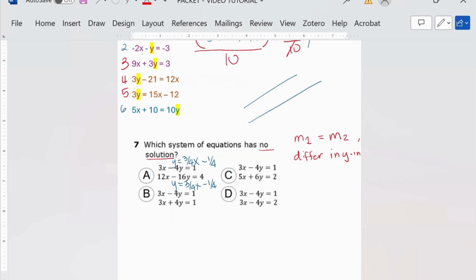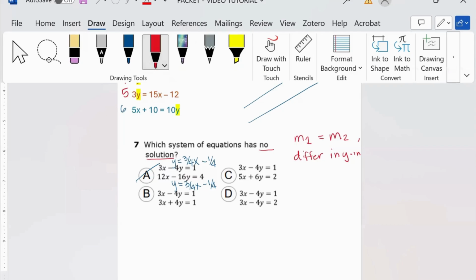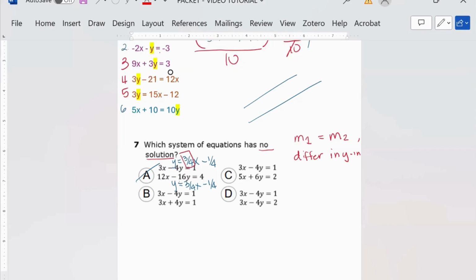Later on, I'm going to show it to you on Desmos that they are on the same line. So A is not the answer. Again, A is not the answer. The reason is even though they have the same slope, they also have the same y-intercept, so they are on the same line. This is infinite solutions. Okay, let's do letter B.